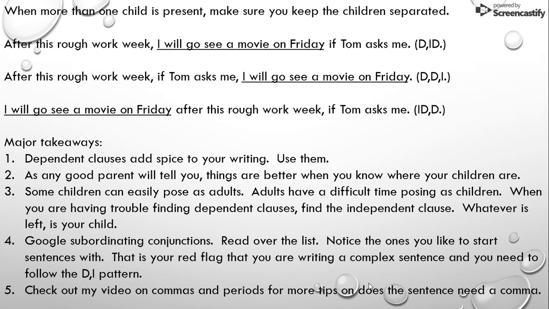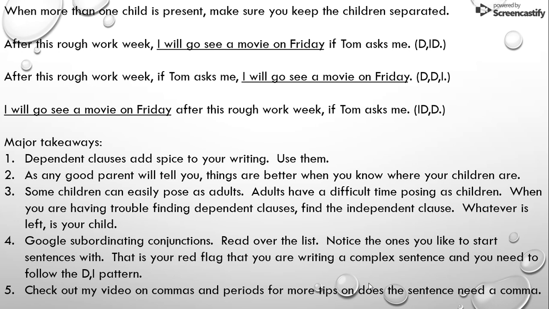Now we're going to stick our children down here at the end. We're going to start off with our independent clause. I will go see a movie on Friday. After this rough work week is my first child. If Tom asks me is my second child. And so I want to make sure that I have a comma there so that the reader knows that I have two children involved in this sentence.